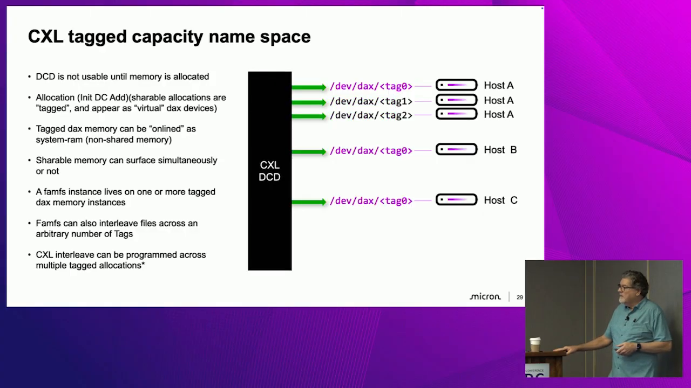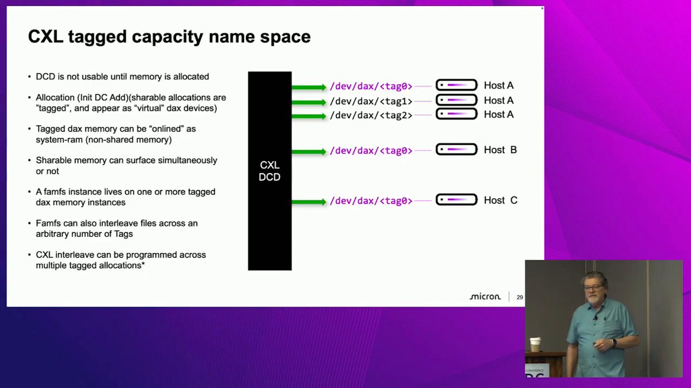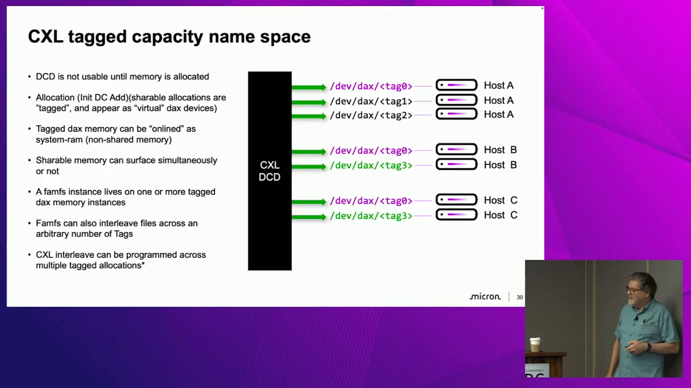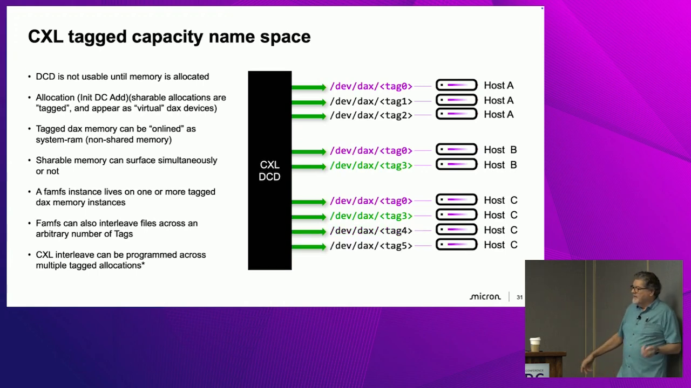So then, here's allocating a couple more allocations, DAX devices, tags, for host A that are not shared. And, by the way, the spec lets the extent sizes go really ridiculously small, but think of it in terms of a gigabyte or more. This is not for fine-grained allocation, this is for coarse-grained allocation. And you're going to want to interleave across these, by the way. So then I allocated tag 3 for host B and also gave it to host C. And now I've allocated a couple more non-shared ones.